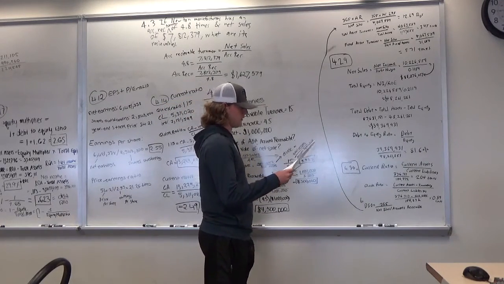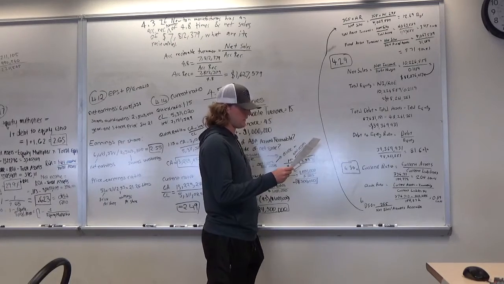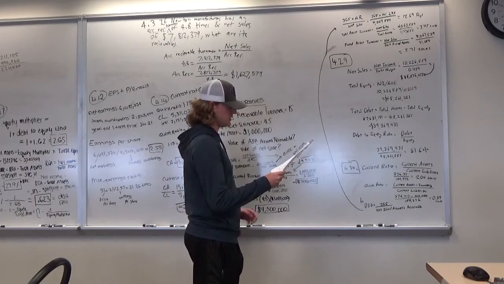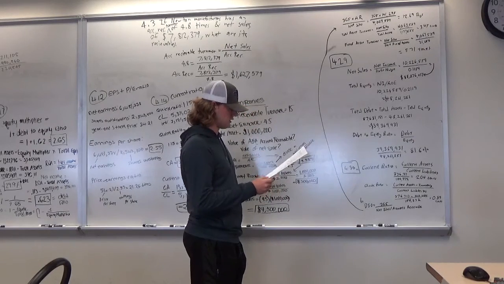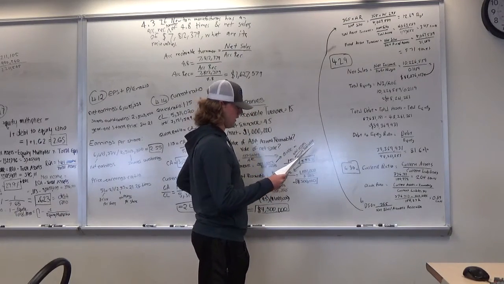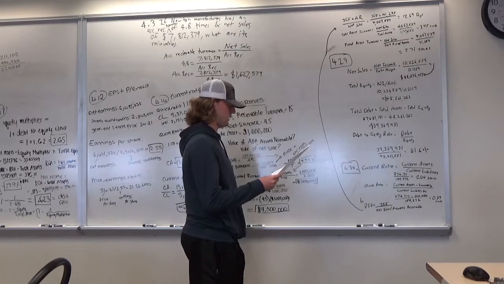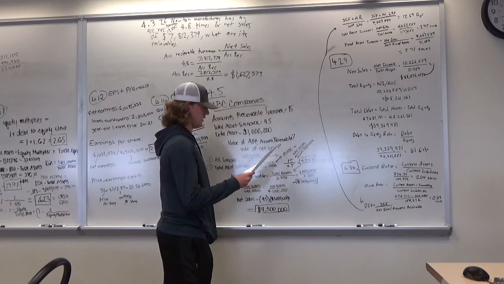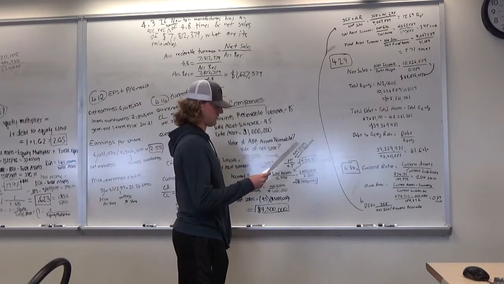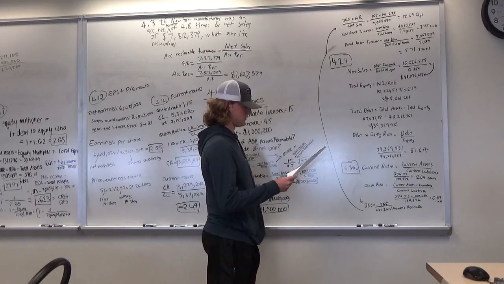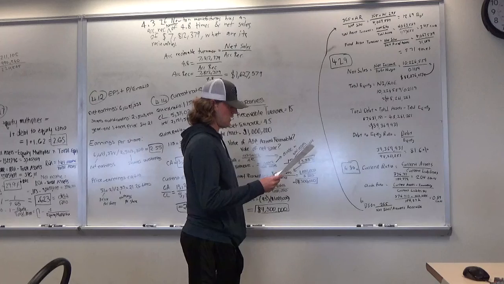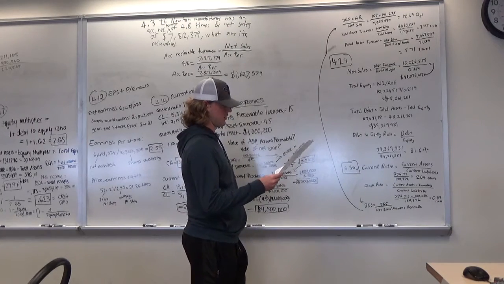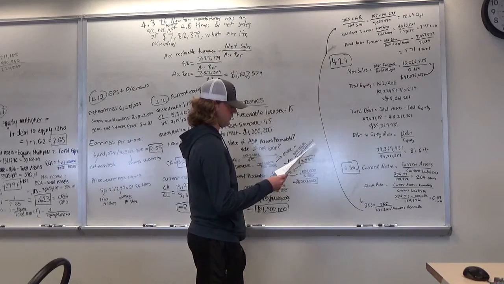For B, we're going to do the DSO. So that's going to be 365 divided by net sales divided by accounts receivable. And that's going to give us 12.69 days. For total asset turnover, we're going to do net sales divided by total assets. That's going to give us 3.45 times. And for fixed asset turnover, we're going to do net sales divided by net fixed assets, which is 5.71 times.